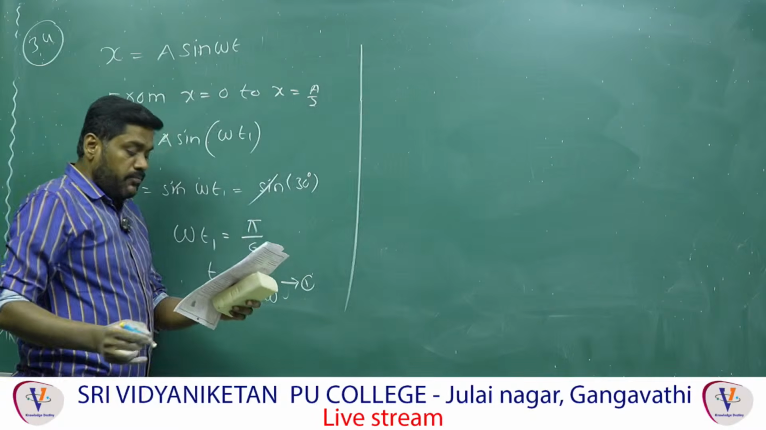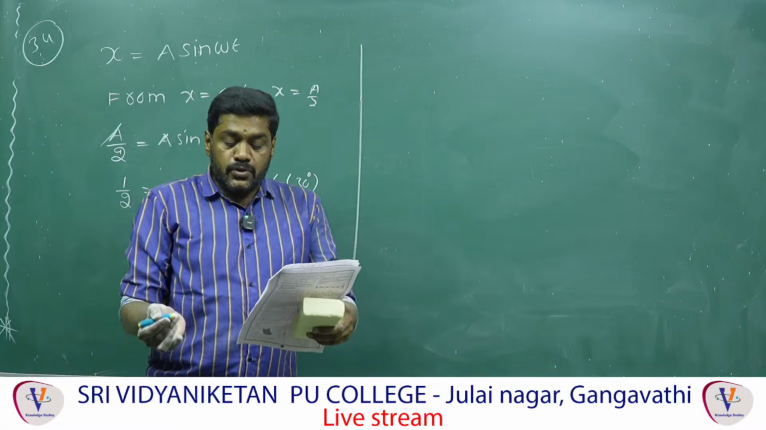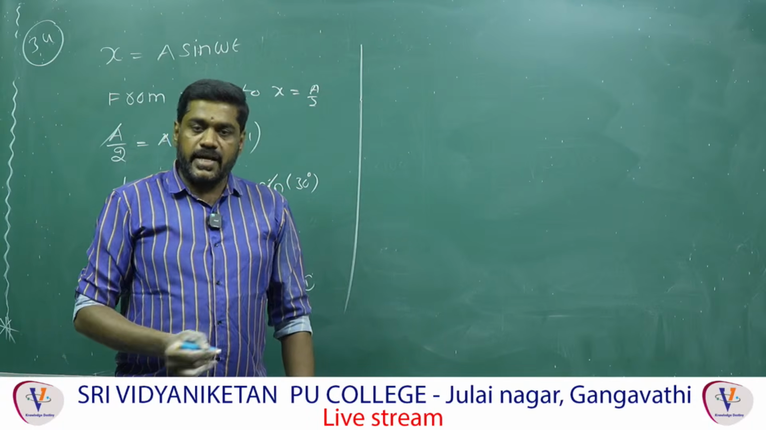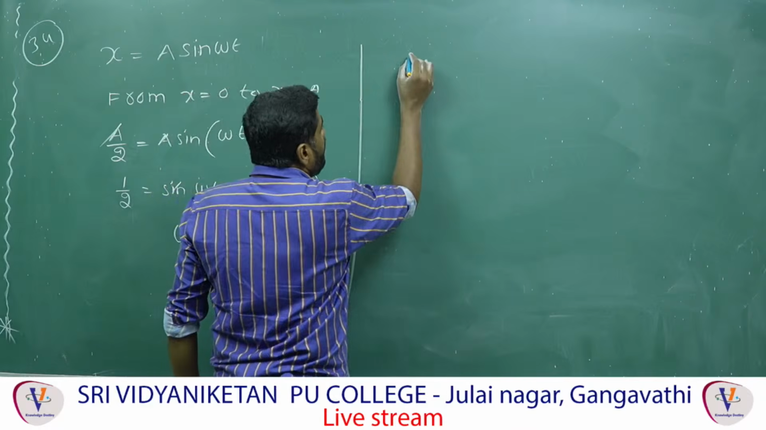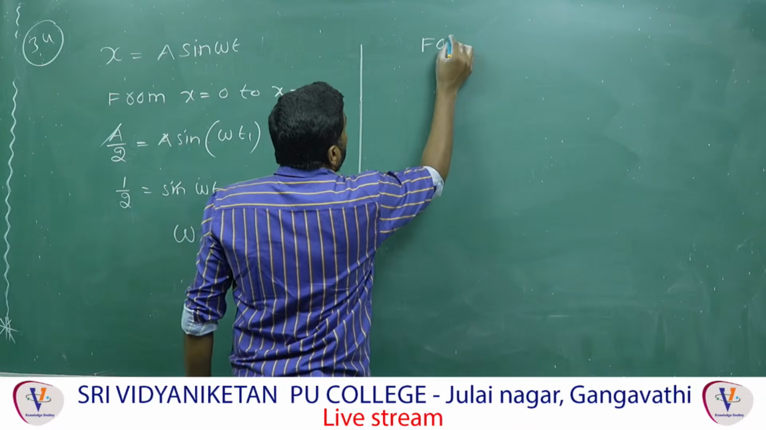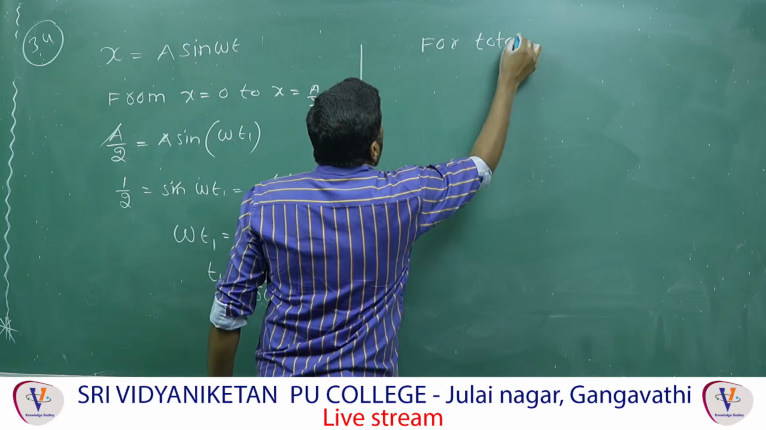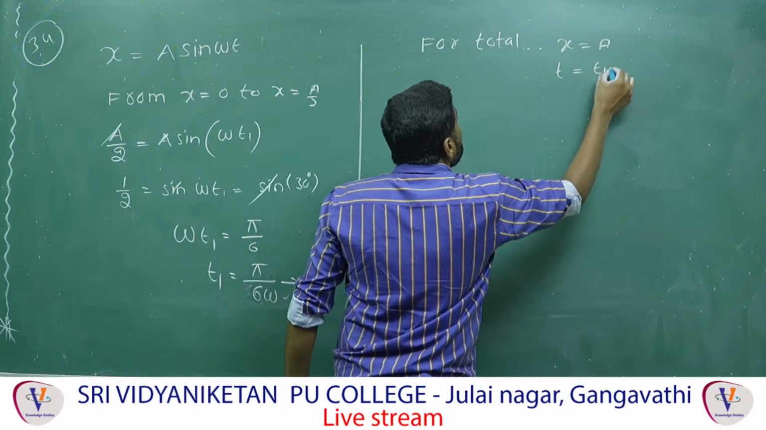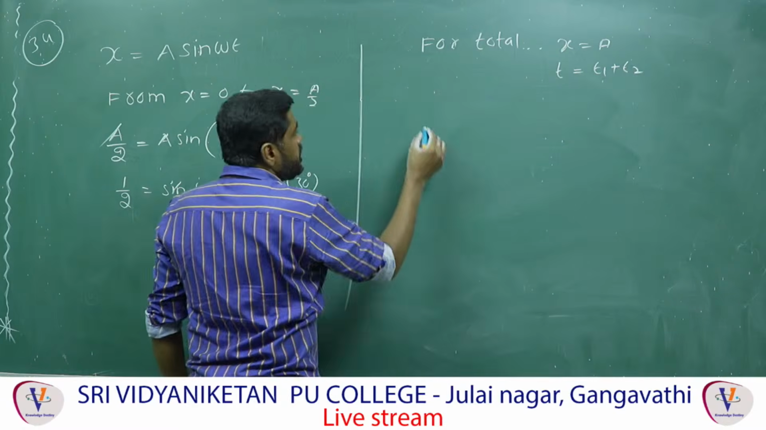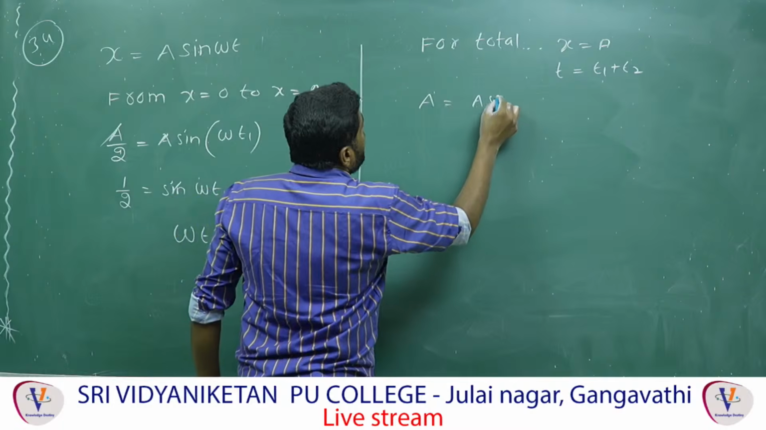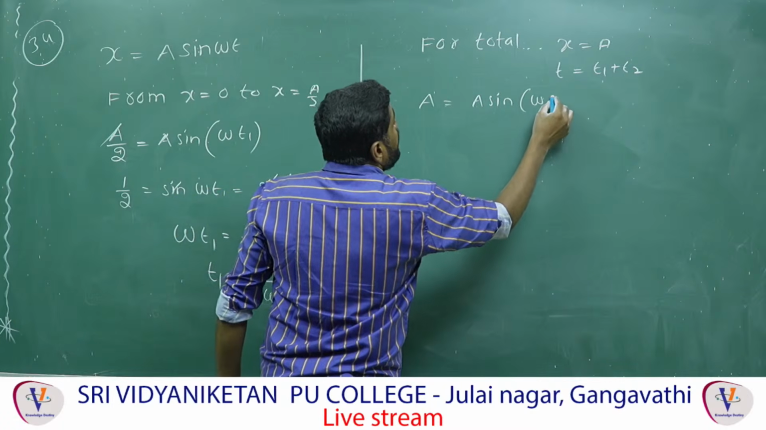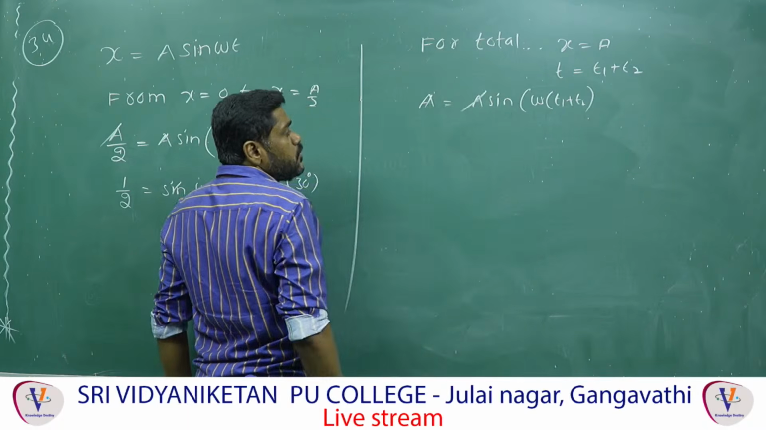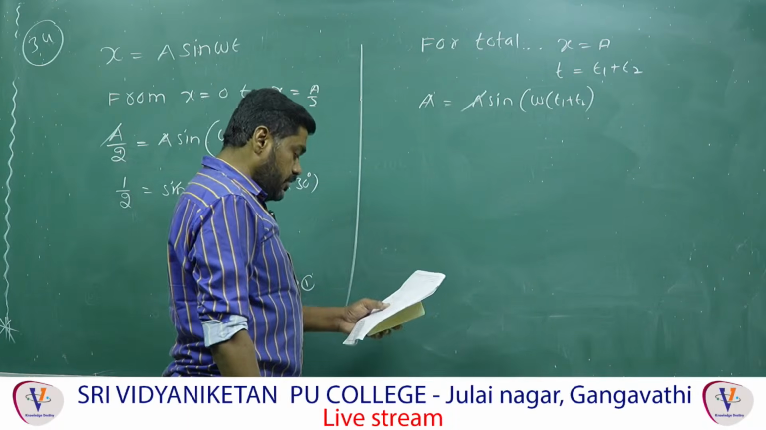Next what? From x is equal to a by 2, x is equal to a. But in the middle we should not take, direct starting only. Therefore, I will take for the total time, for the total x is equal to a, and the total time t is equal to first time plus second time. Therefore, now in this case, a is equal to a sin omega (T1 plus T2) we have to take, therefore a cancel. So that is equal to 1, so right now x is equal to A only, no?